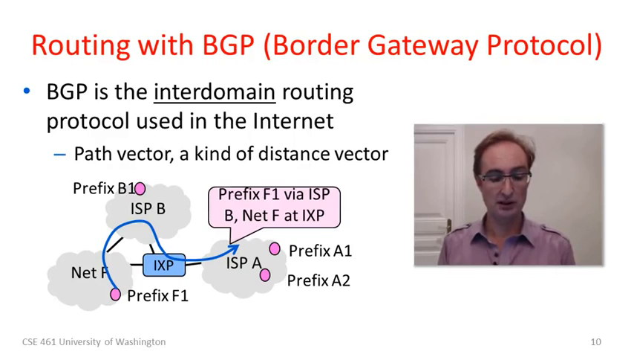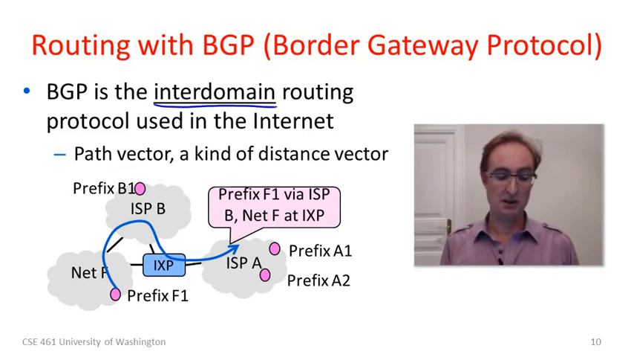BGP is what's called an interdomain routing protocol. Interdomain means between domains, and the different domains are these different ISPs. Now, BGP is a path vector protocol. What's that? We haven't seen it? Well, path vector protocols are really just a variation on distance vector protocols. So all of that stuff you learned about distance vector protocols was useful. I think I'll go over some of this diagram in a little more detail later, but to just go over it briefly right now.